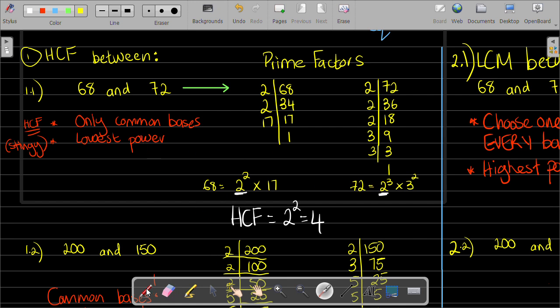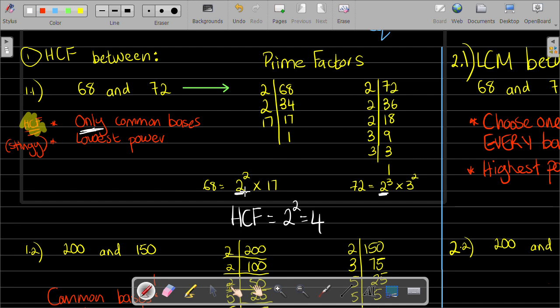Now, please notice over here, guys, what I have written for us. The highest common factor, when we deal with that, please make sure you understand this: how we determine it, after we've done all of this hard work, is we are going to choose only the common bases between the two numbers. So, Mr. Hing, what do you mean by that?